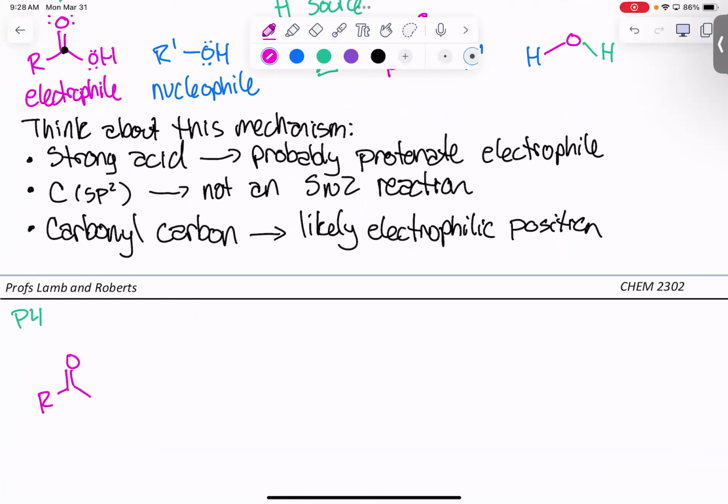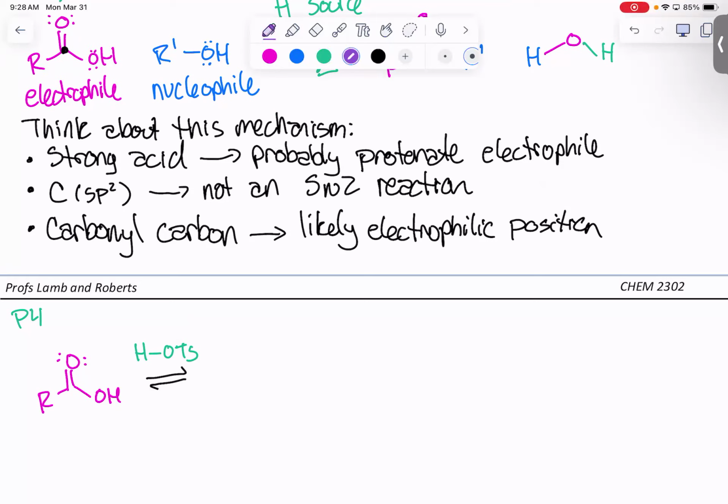So we are going to have our electrophile. We're going to see some lone pairs on that oxygen. Seems like a pretty good candidate for protonation to make a stronger electrophile. So we can use other acids. In this one, I'll just use tosic acid as a model acid.